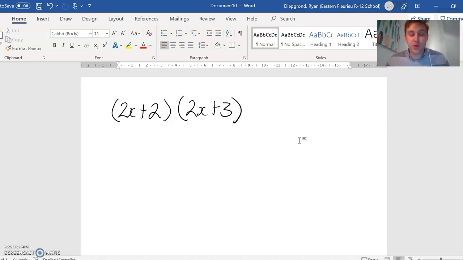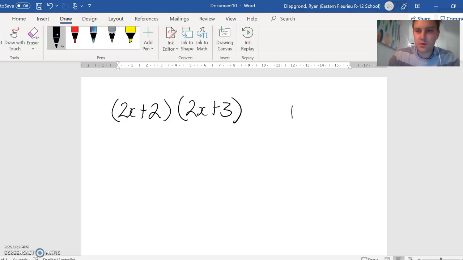This is part two of expanding two brackets. So this is another example. We're going to use the FOIL technique again, just so you've got another example and can see it replicated in different ways.